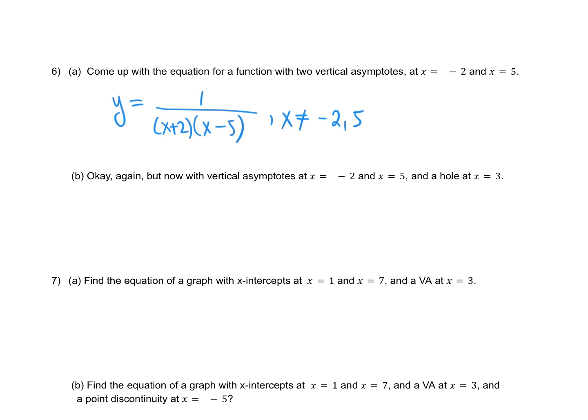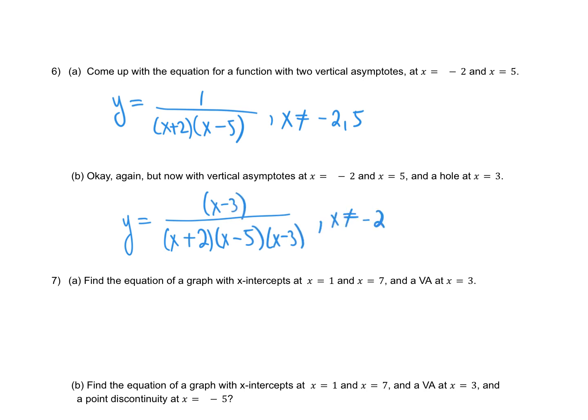Okay, again, but now with vertical asymptotes at -2 and 5, but also a hole at x equals 3. Why don't you pause the video, give this question a try, and then come back to check your work. If I have those asymptotes, same denominator, but if I need that hole, the only difference is I'm going to add the x minus 3 in the numerator and denominator, plus an extra restriction of 3.